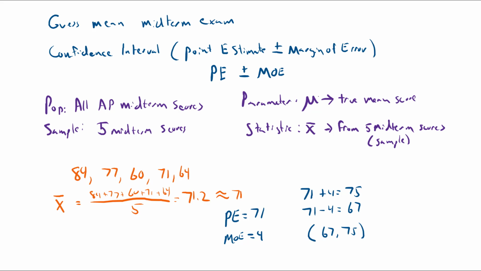The next thing you'll do when you come up with a confidence interval, you either come up with saying how confident you are with it, or in this case, maybe it's given to you. But let's say you're feeling pretty confident in this, so you would say you're 95% confident that the true mean value of the midterm exam falls between 67 and 75. So let's say you're 95% confident.